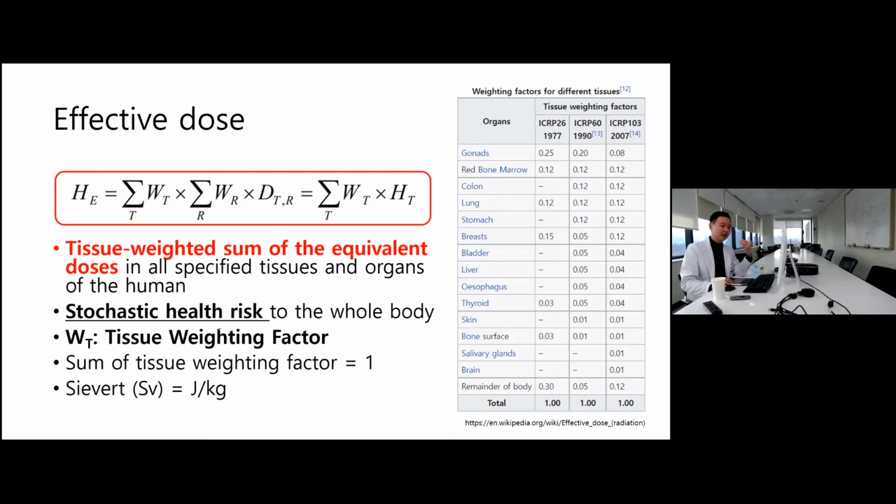The purpose is to predict the stochastic health risk to the whole body. And the sum of these tissue weighting factors should be, as you can see, 1. And the unit of the effective dose is sievert. However, as a physical unit, it is the same as joule per kilogram. But still, because the definition is different, we use a different unit: sievert for the effective dose and gray for the absorbed dose.